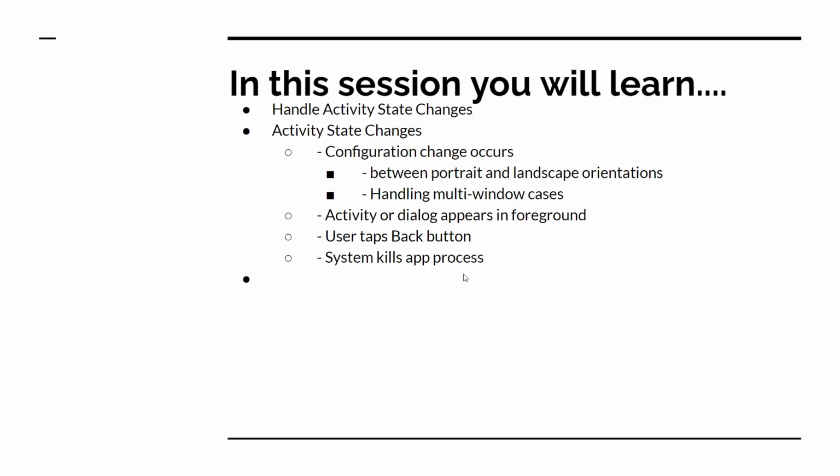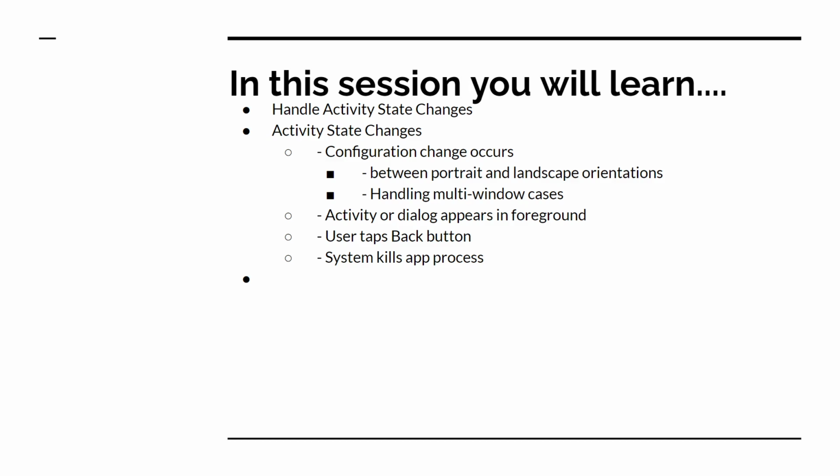In this session, you will be learning about handling activity state changes when they occur. For example, configuration changes can occur when a phone app is in portrait or landscape, or when handling multi windows, right? It can also happen if an activity or dialog appears in the foreground all of a sudden, or the user taps the back button, or the system kills the app process. So this can cause activity state changes.